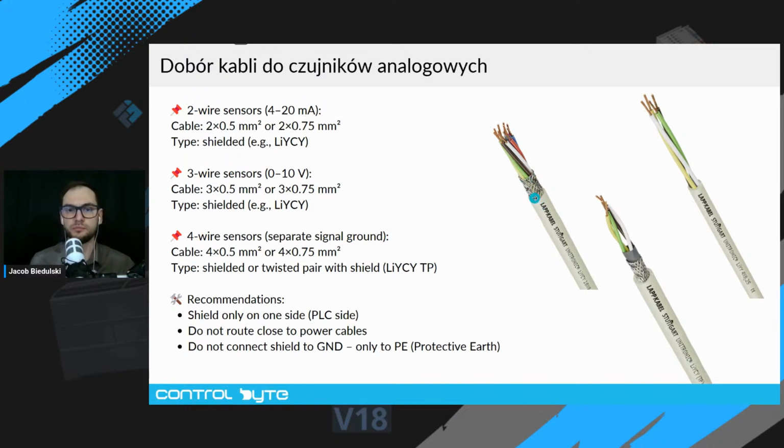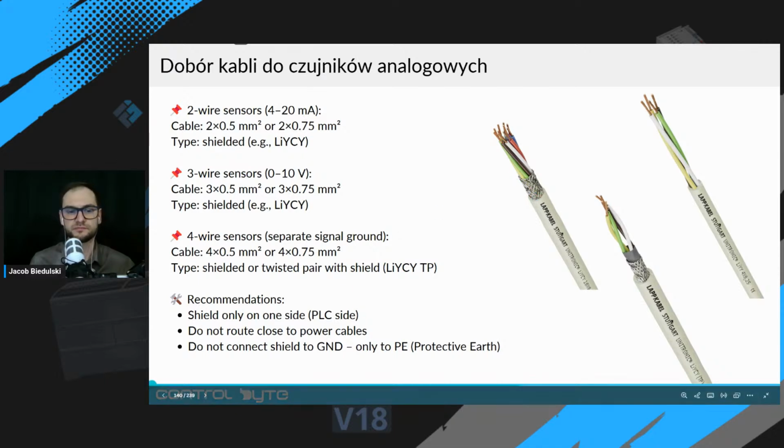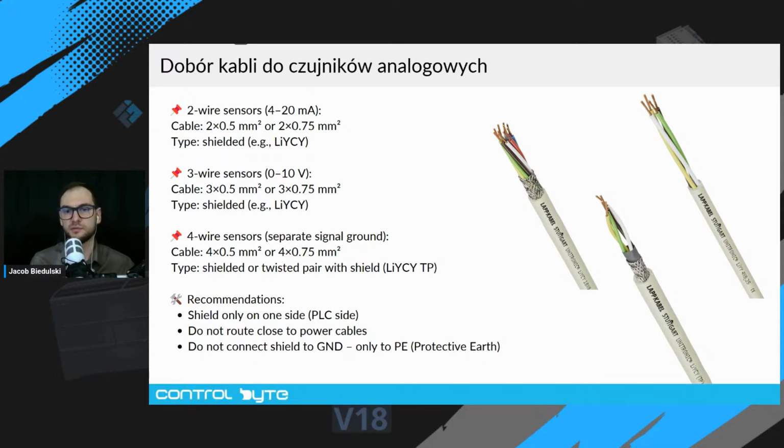For more critical applications, we can use a better cable, which is the one in the middle, LIYCY TP. What does TP mean? This means twisted pair. So this wire consists of two twisted pairs of cores, and this causes the best noise immunity of all those wires.